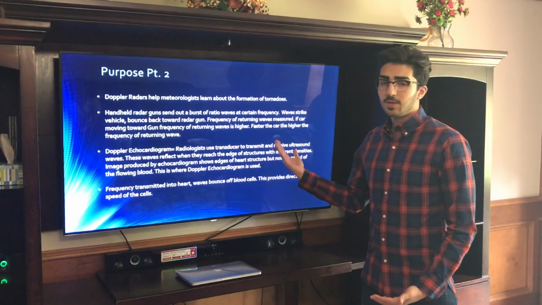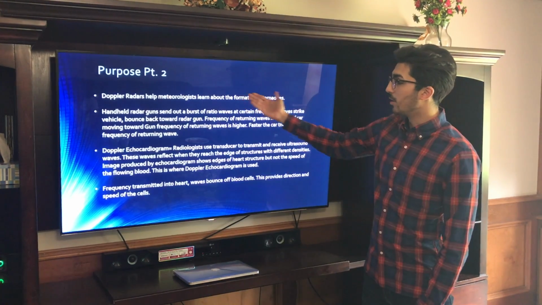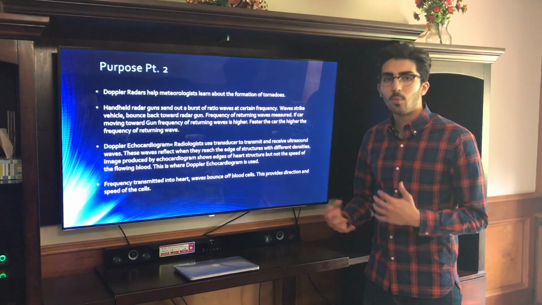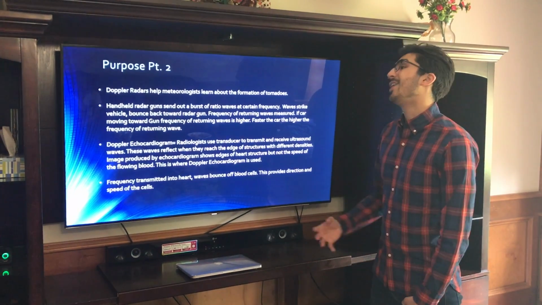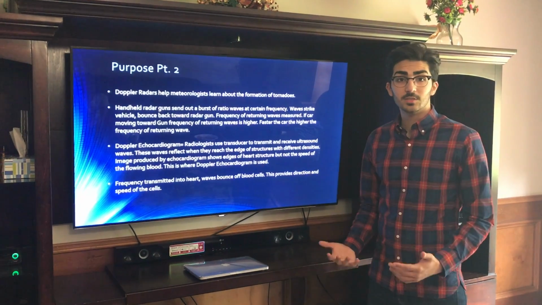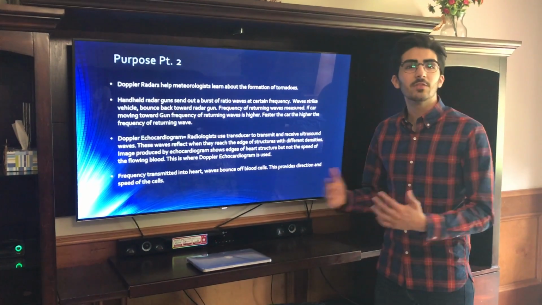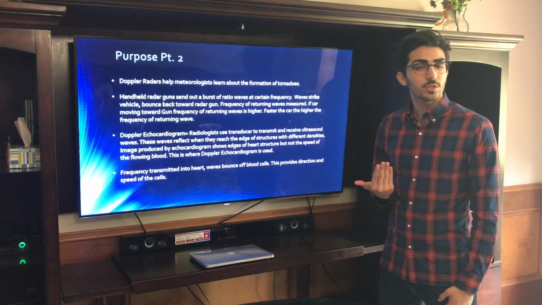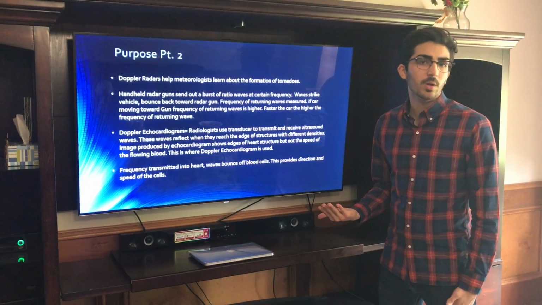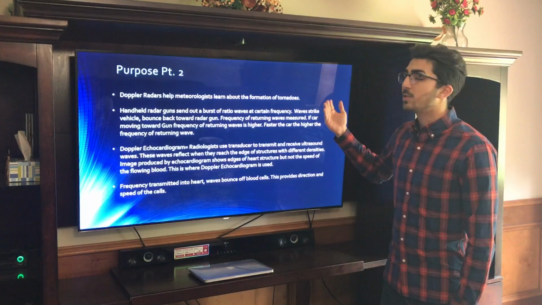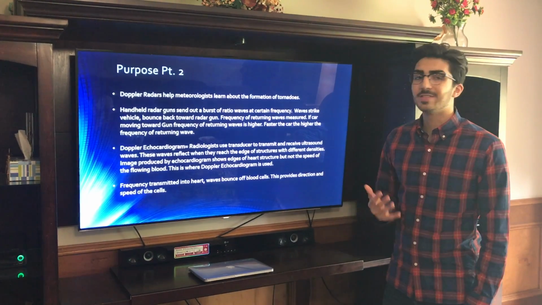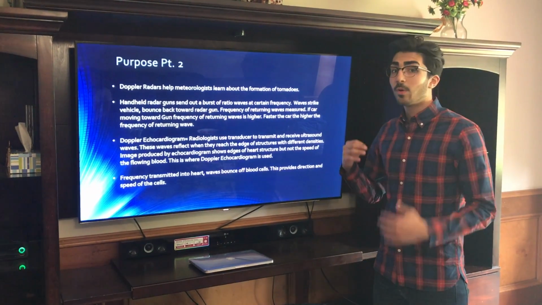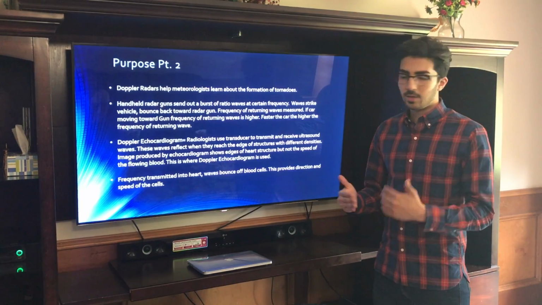So we have different examples of it here. One can be seen with meteorologists and their knowledge of tornadoes, how quickly tornadoes form, where they form, and where they're going. The next one can be seen with handheld radar guns that police hold. As a car is approaching or leaving them, they can send out waves, and depending on how quickly the waves return, they can determine how fast the car is going. If the car is moving towards the gun, the frequency of the returning wave is higher, usually greater than the frequency originally shot out by the gun. So the greater the speed of the car, the greater the frequency of the waves.